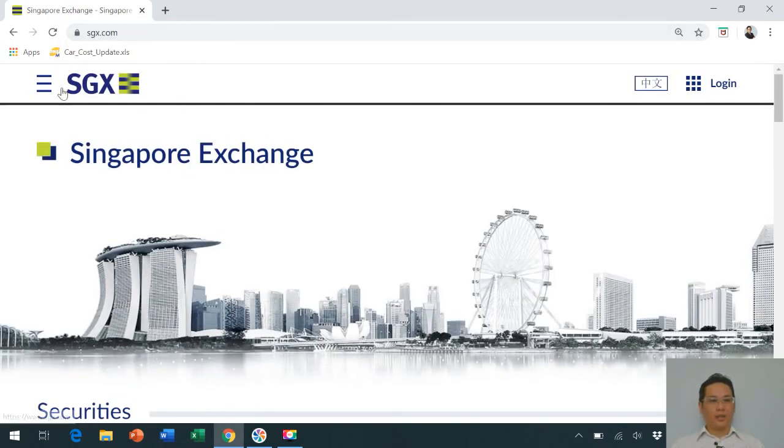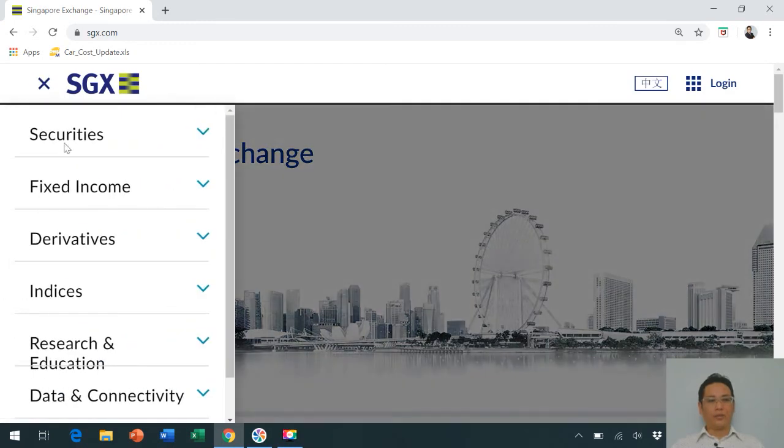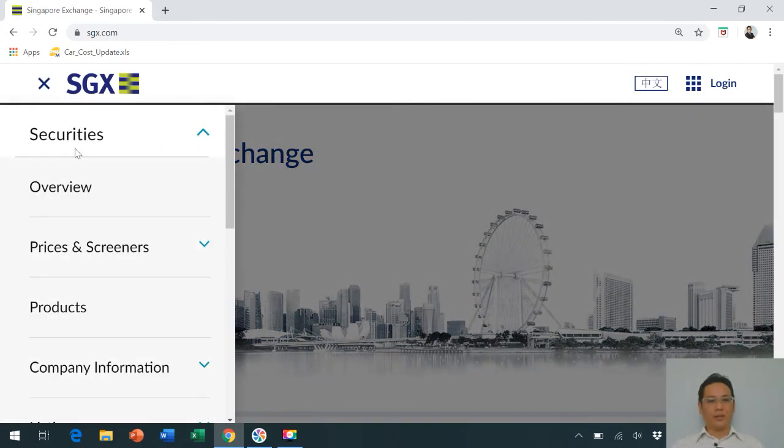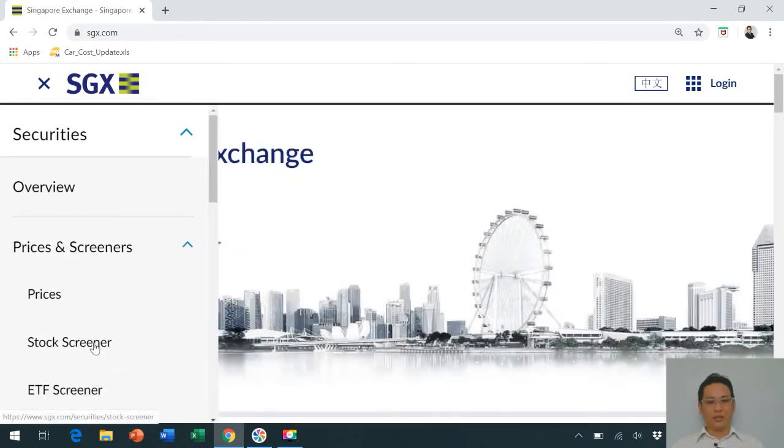If you just click on the drop down, Securities, click on it, Price and Screeners, click on it, and here we have it, SGX Stock Screener. Click on that.